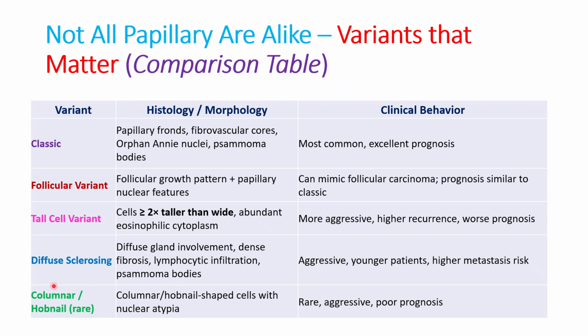And finally, the rare columnar or hobnail variants. These are less common but important for exams and they usually behave badly. So when you hear variant of PTC, don't just assume it's all the same. Prognosis depends on which variant you are dealing with.